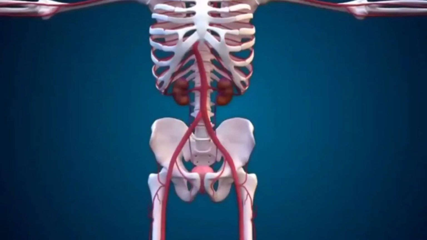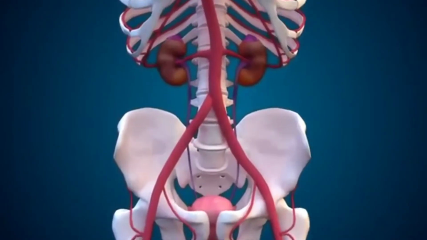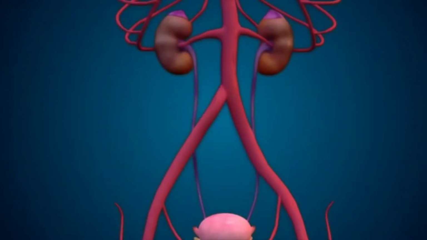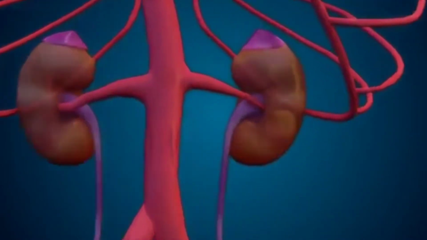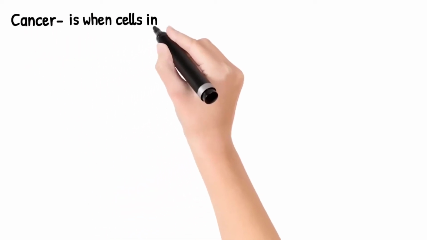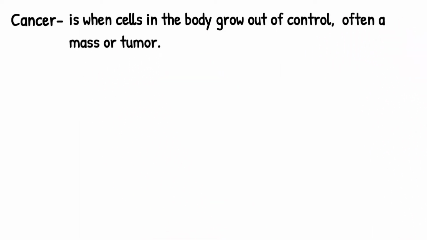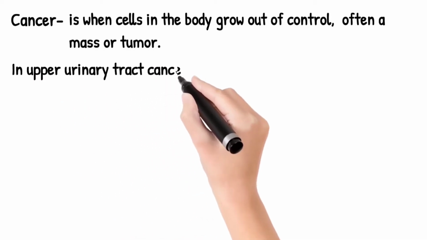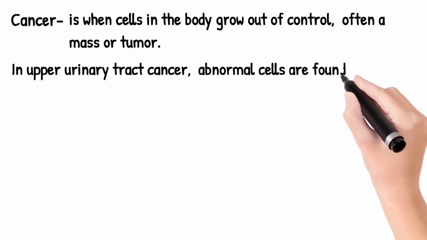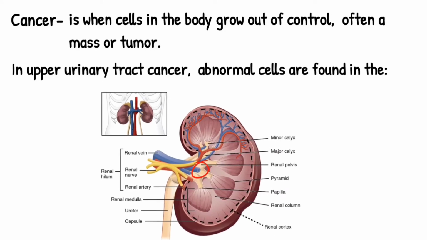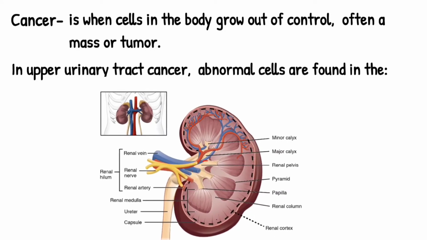Okay, so before we identify those abnormal cells that can be found in the urinary tract, let us first define what cancer is. Cancer is when cells in the body grow out of control, often forming a mass or a tumor. In upper urinary tract cancer, abnormal cells are found in the renal pelvis where urine collects in the kidneys before it travels to the ureters and bladder.